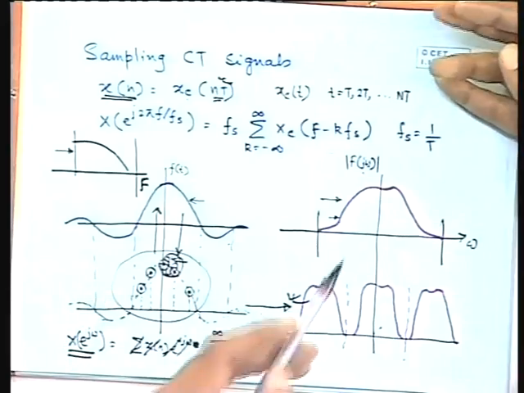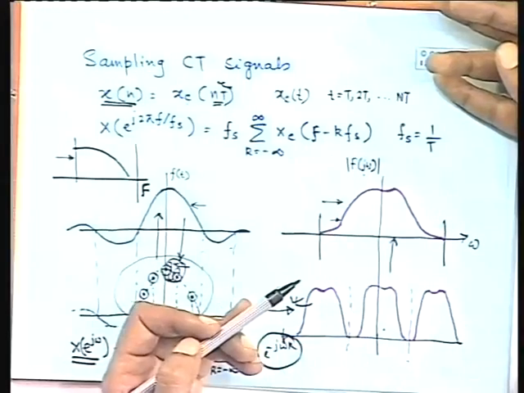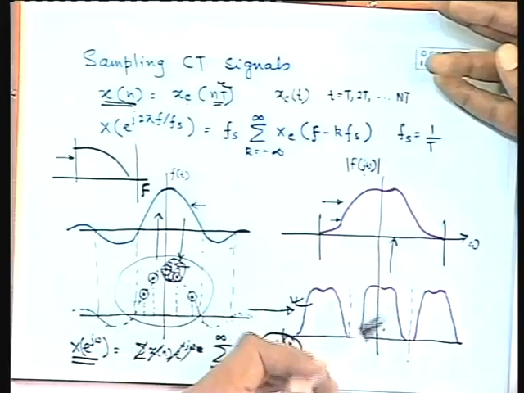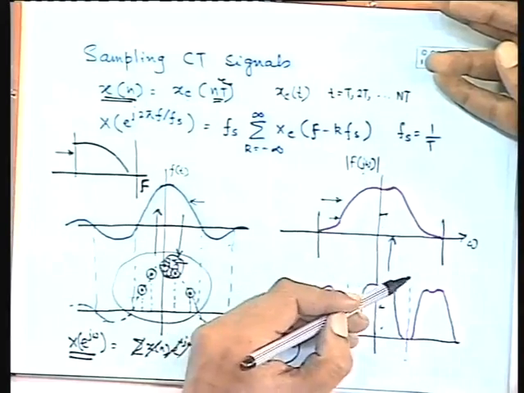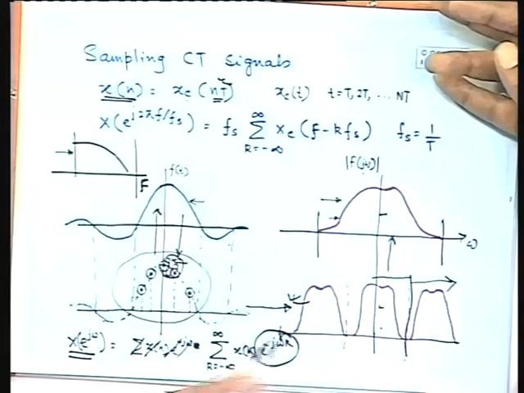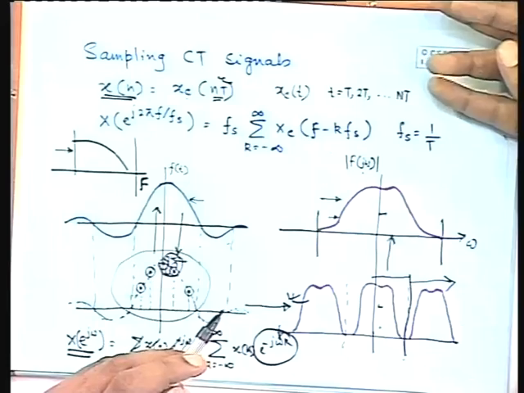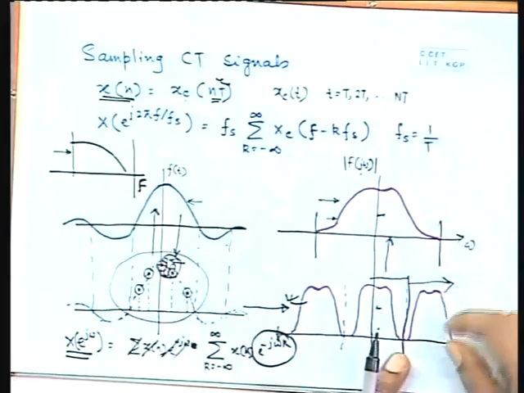Now, what is the problem if it repeats? Our question is how we can get back the original from this one. If we can get back this one from this one, it is okay. Very simple: use a filter, cut off the other parts, and keep only one lobe. Now, the question is, when can you cut it off?